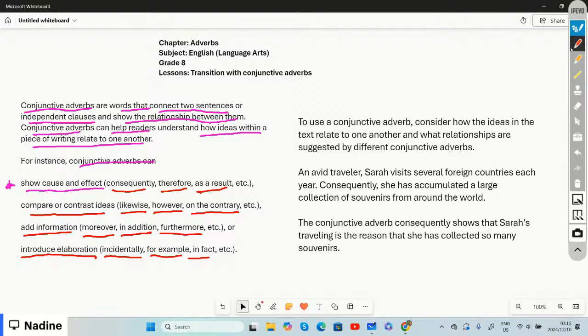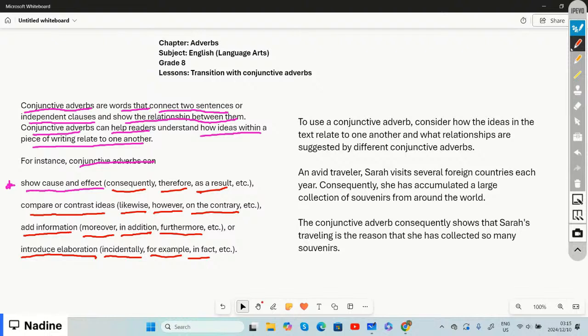All right. And remember, when it comes to conjunctive adverbs, this can basically help readers to understand how ideas within a piece of writing relate to one another by using words like consequently or however, furthermore, in addition, and so on. These words can then be used in order for us to connect the two sentences or clauses.